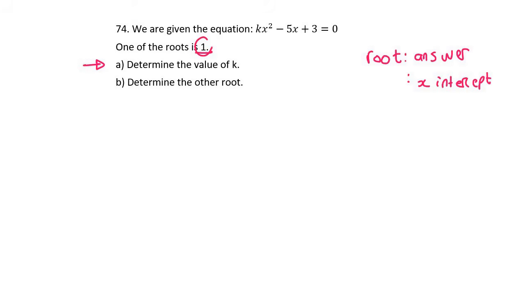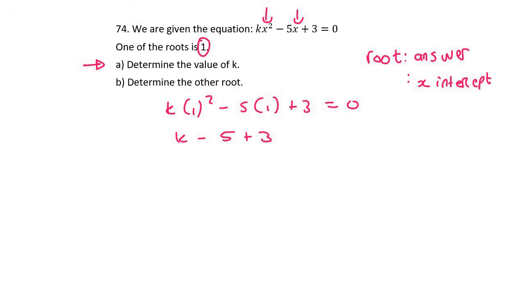Well, it tells us that one of the answers is 1. So what you do is you take that number and you plug it into the place of x, like that, and then you solve for k. Now, if you did this, you would find that k is equal to 5 minus 3, and so k is equal to 2.